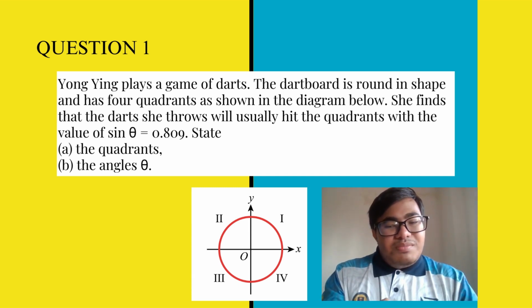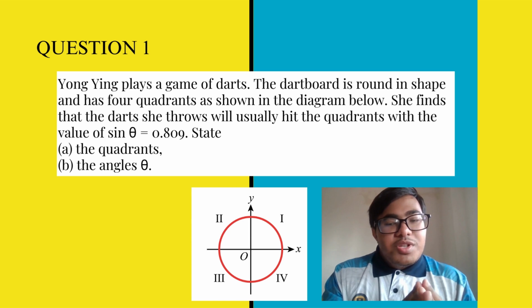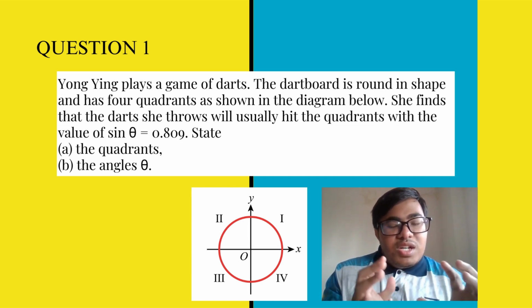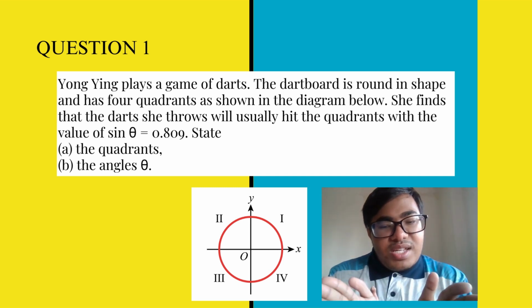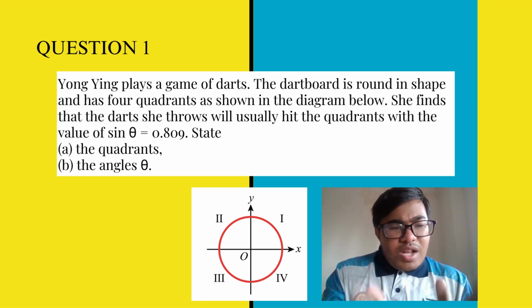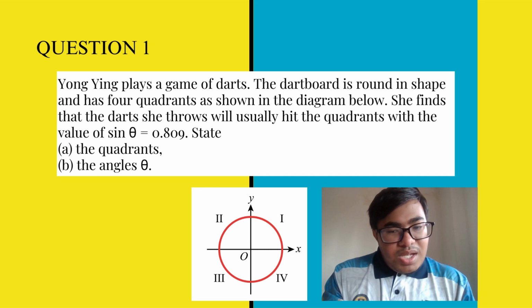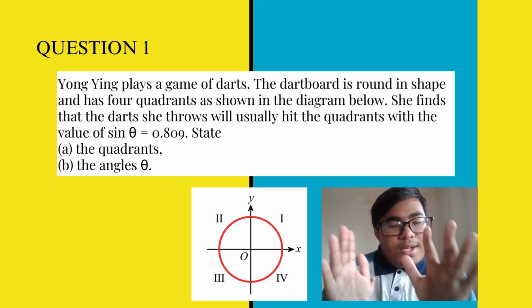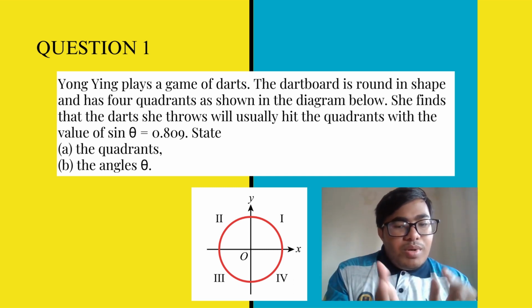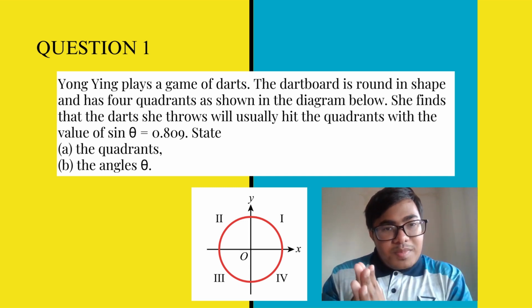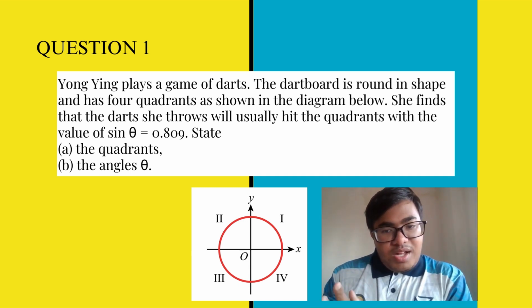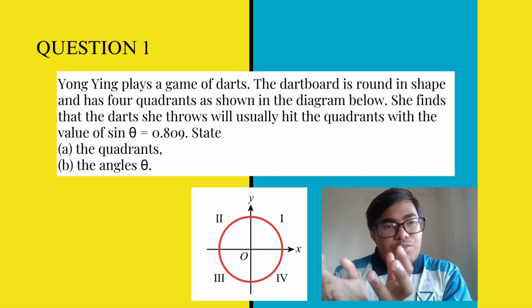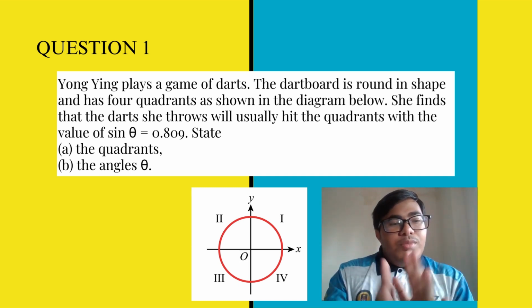So first we need to state the quadrants, and second we need to state the angles. These questions are a little bit easier because we know the characteristics of each quadrant. We know the value of sine is positive. So when the value of sine is positive, that means the first quadrant and the second quadrant will be positive. Remember: semua ingat takut comel. Semua means all, and sin means sine will be positive.